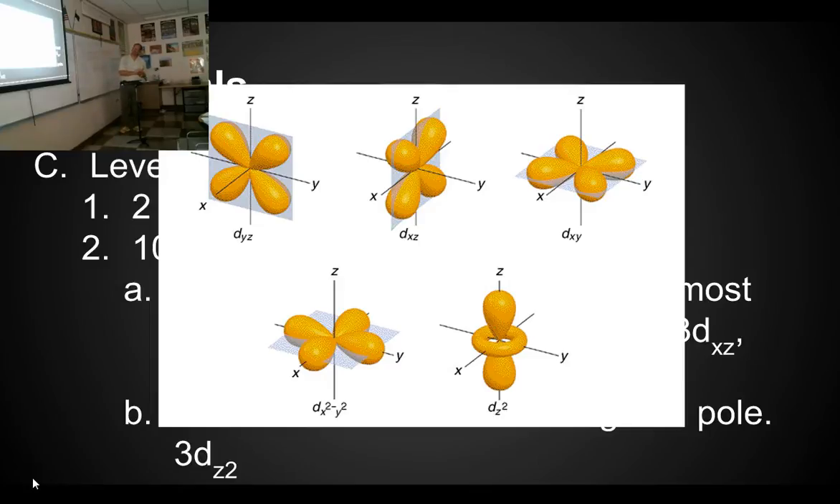And so we have all the s's, all the p's, and now these are what the d's look like. Okay? There is one more level. There's one more level of complexity before your heads explode.